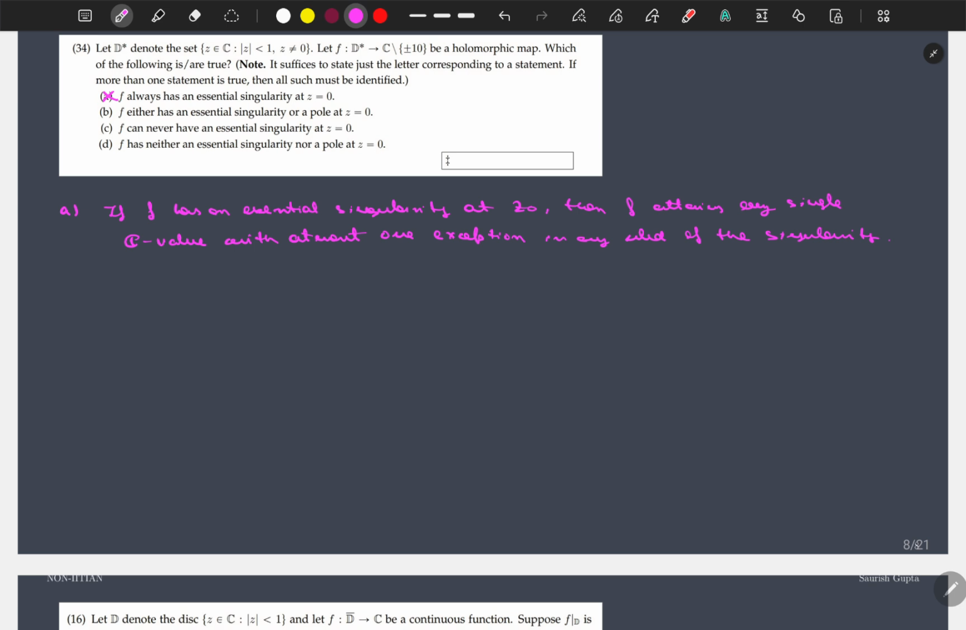If f had either an essential singularity or a pole, it's again wrong because it can never attain the essential singularity. Option C is again correct. Option D says f has neither an essential singularity nor a pole. No, f can have a pole, right? For example, if I choose the function 100 over z, then it will omit plus or minus 10 because we have mod of z greater than 0 and less than 1, right?